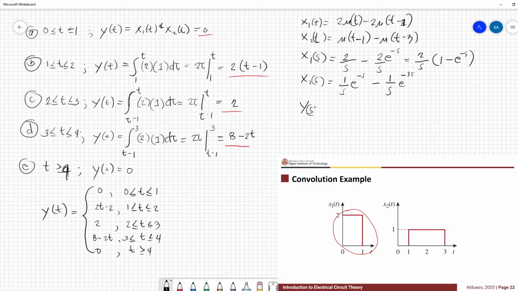Getting y of s, we'll multiply the two functions. We can write this as 1 over s times e to the negative s over s times 1 minus e to the negative 2s. Multiplying the two functions, we have 2e to the negative s over s times 1 minus e to the negative 2s minus e to the negative s plus e to the negative 3s.